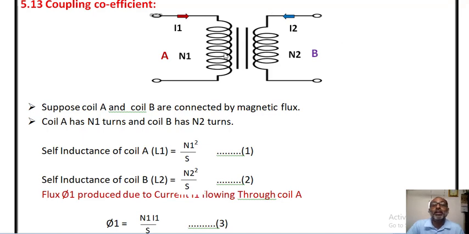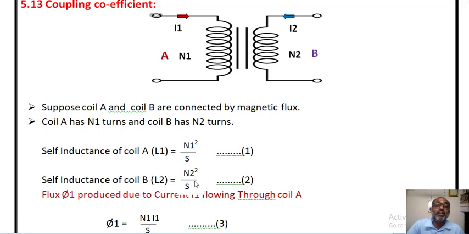Now the coil A has N1 turns and N2 is the number of turns of the coil B. So we can write the self-inductance of the coil A, that means L1 is equal to N1 square divided by S. That is your equation number 2. Now similarly you can write the self-inductance of coil B: L2 is equal to N2 square by S.